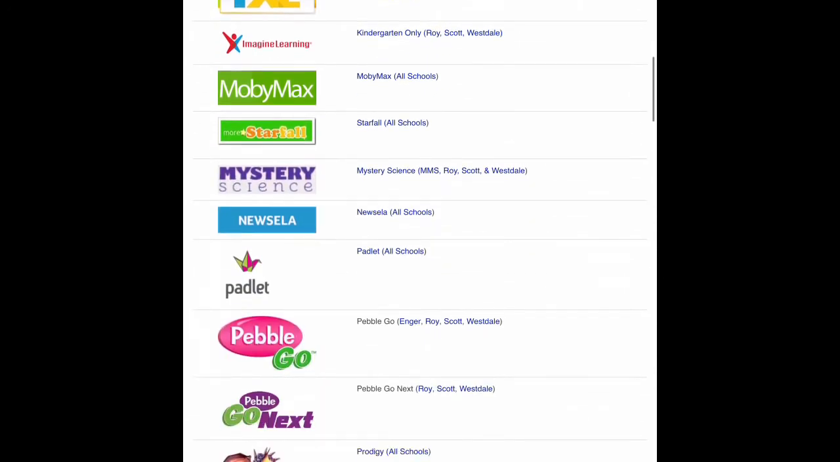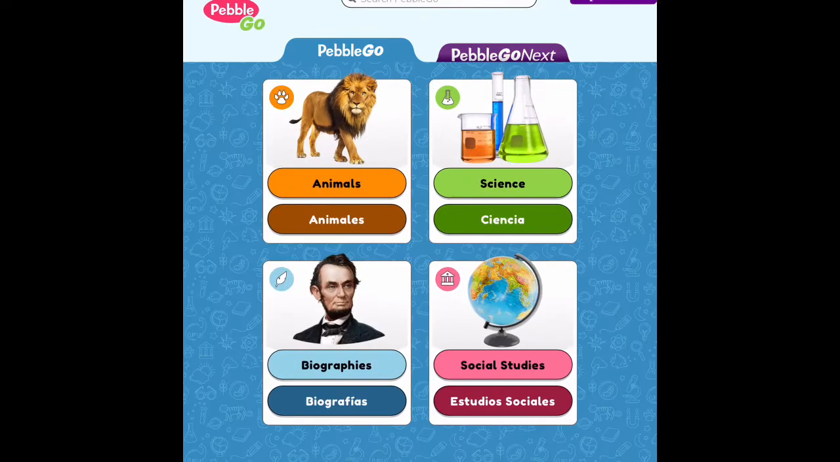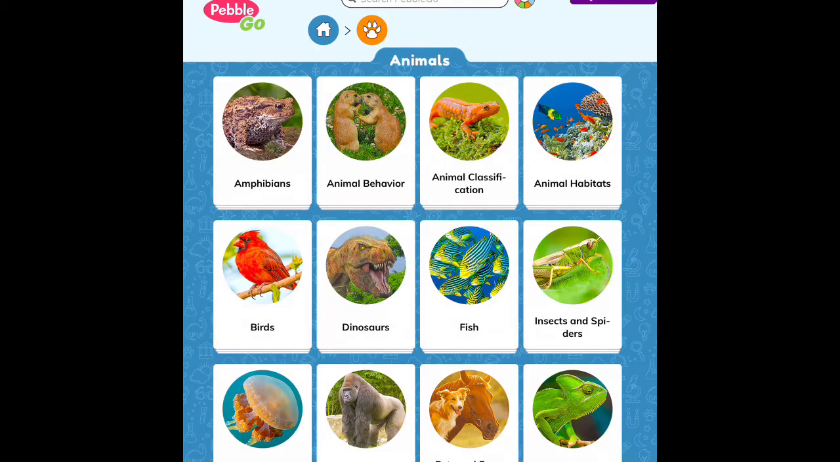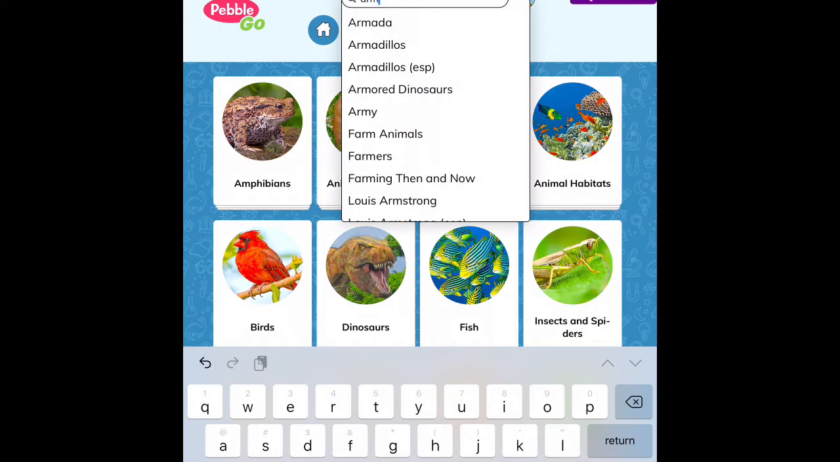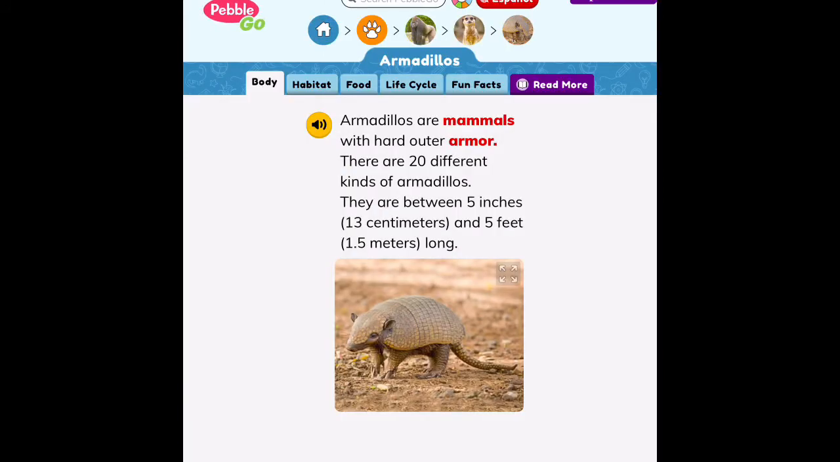I'm going to go to Pebble Go and find my animal that I chose last time I was working on it. I'm going to go ahead and tap animals, and go in the search bar and type in the animal that I wrote down in my tree map, which is armadillo. We don't want to change our animal. We want to stick to the one that we chose from the first week. So I'm going to be learning a lot about armadillos.